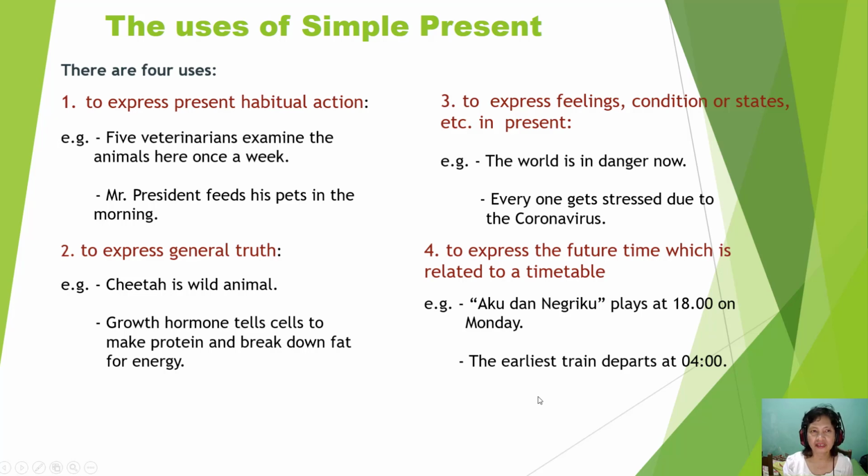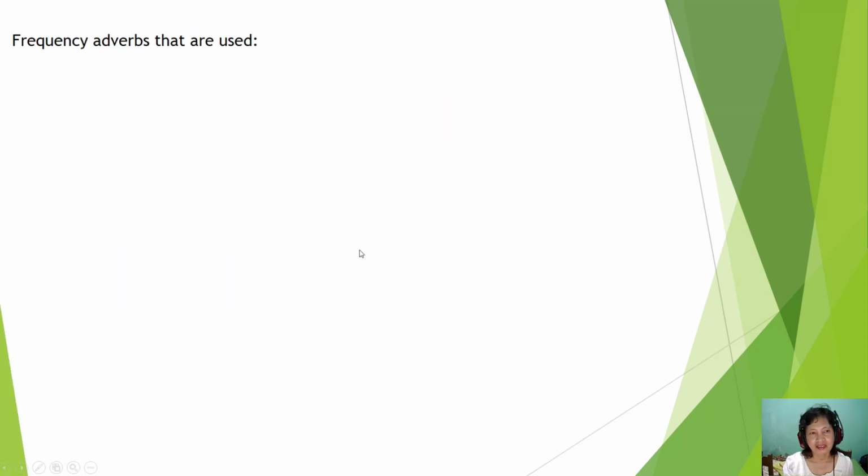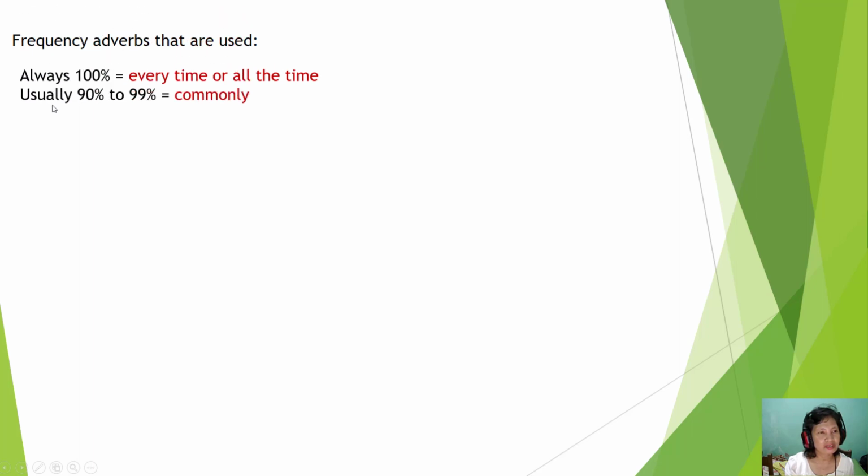Okay, hopefully you understand the uses of the simple present, because you will use this tense in daily conversation. And then frequency adverbs. Frequency adverbs are used to show habit usually. In the previous slide, I put on Monday, in the morning. But frequency adverbs here are examples like always, usually, often, every time, or all the time. It means that from Monday to Sunday, it is all of the time.